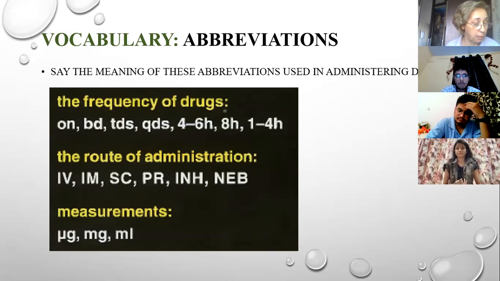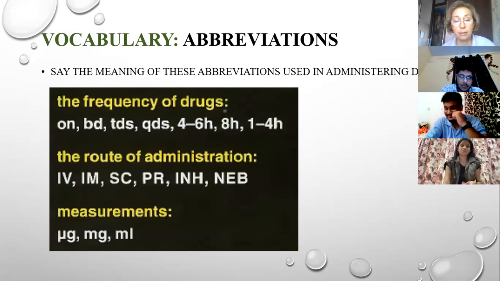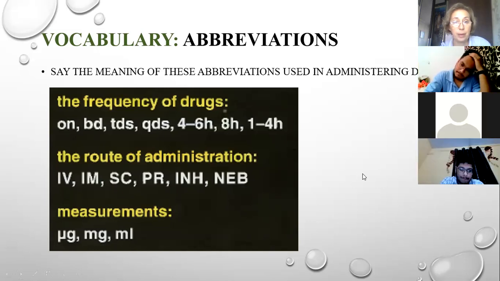Now, about measurements. Sayonika, is she here? Yes, ma'am. Yes, please, Sayonika, about measurements. What do these abbreviations stand for? Microgram. Yes, sorry. Milligram and milliliter. Milliliter, exactly. Okay. Well, good. We are very good at just reading the recipes.